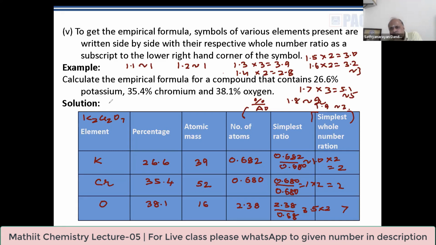Yes, sir. If it is 0.3, multiply by 3. 0.4, multiply by 2. 0.5, multiply by 2. 0.6, multiply by 2, 0.7 multiply by 3. Got it, sir. So this answer is K2Cr2O7.